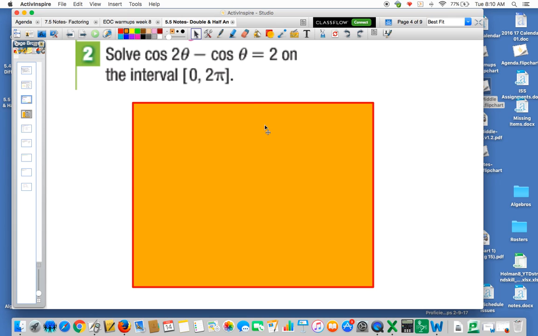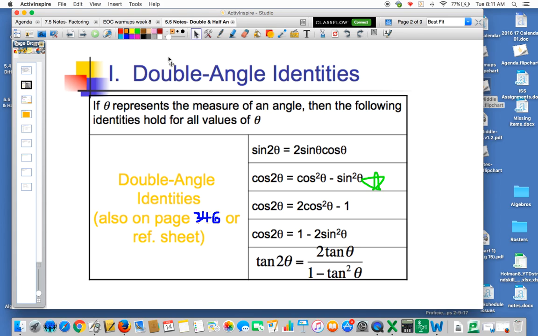The other place we can use this is when we're solving an equation that involves a 2 theta. Basically, as soon as you see something like this, you're going to want to replace it. You can't take that 2 out. You can't divide by 2. It doesn't work that way. So as soon as you see this, you want to replace it with, in this case, since it's cosine, we have 3 different things that we could use.